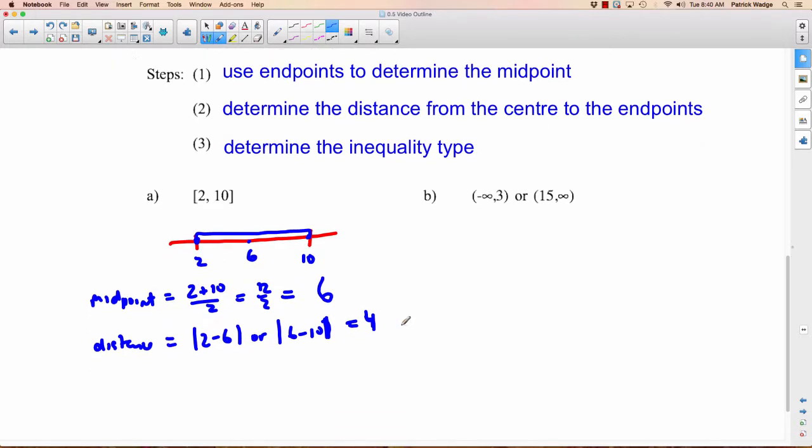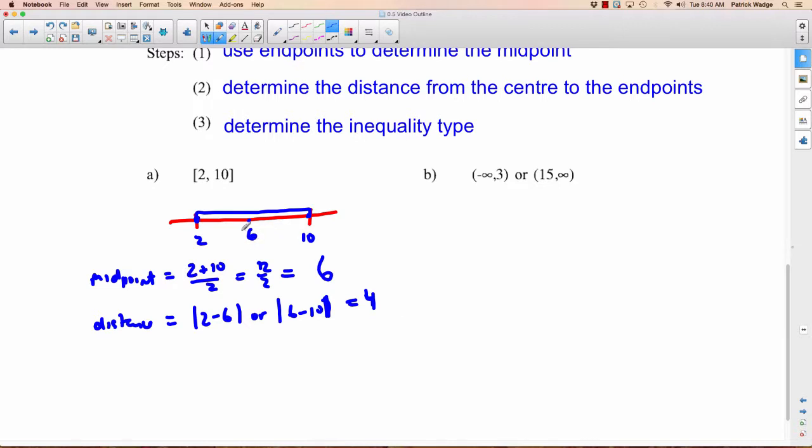Okay, so what we've learned here by doing this is we found that in relation to 6, all the points we're interested in are at most how far away from 6? They're at most 4 away, right? 2 is 4 away from 6, 10 is 4 away from 6. All the other points we're interested in, they're all less than 4 away.